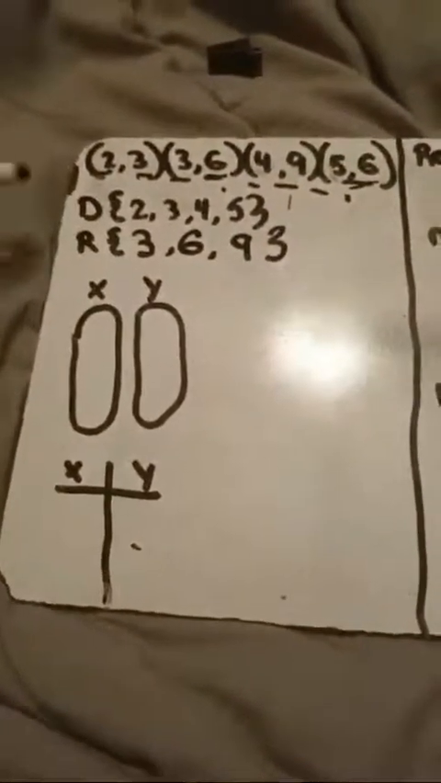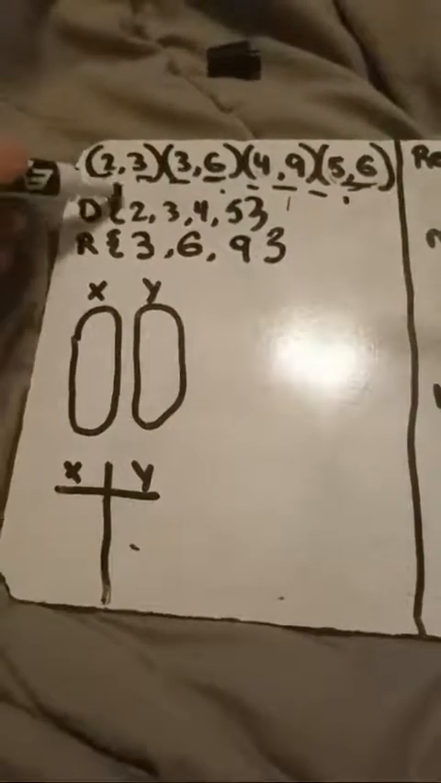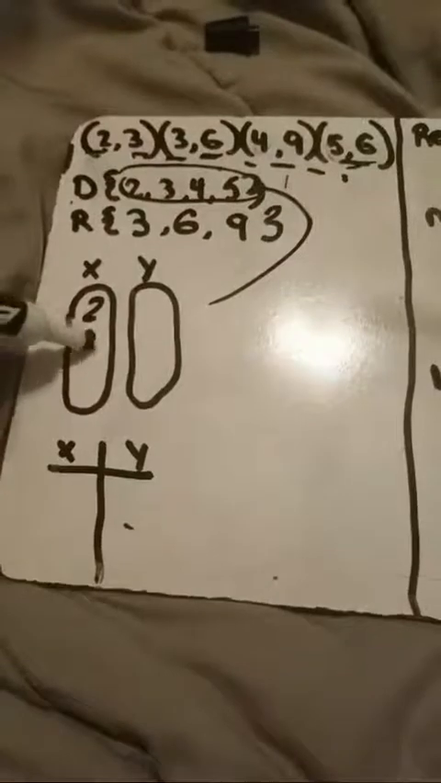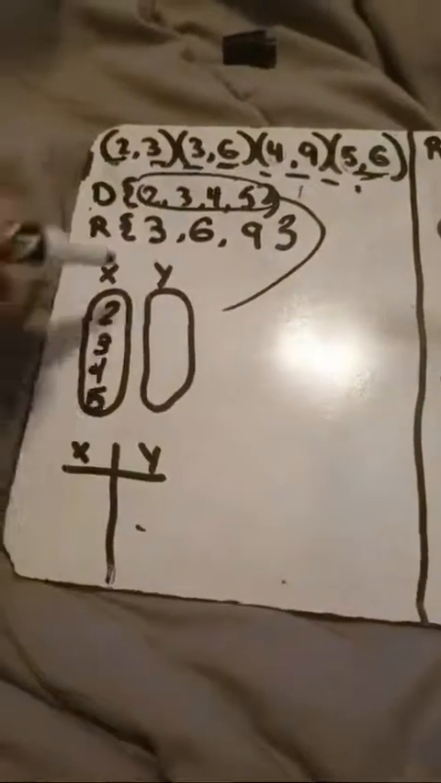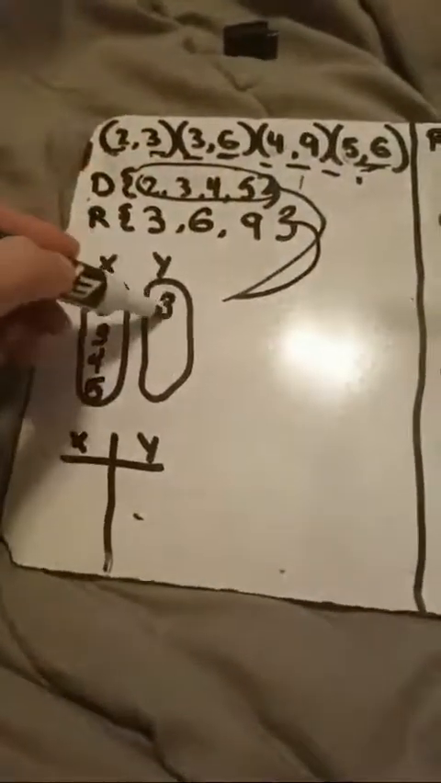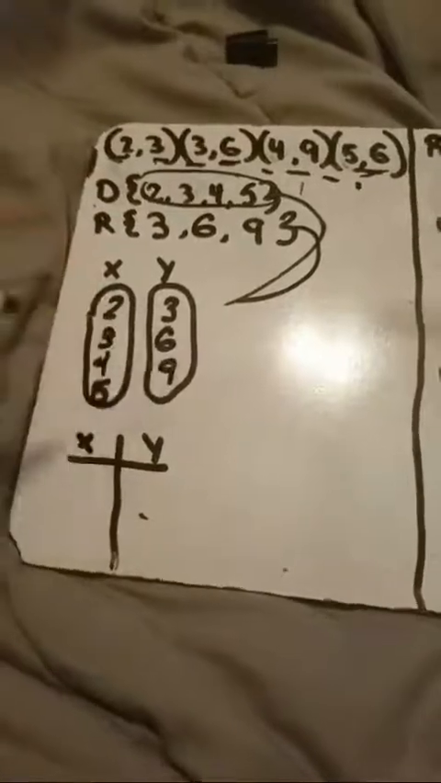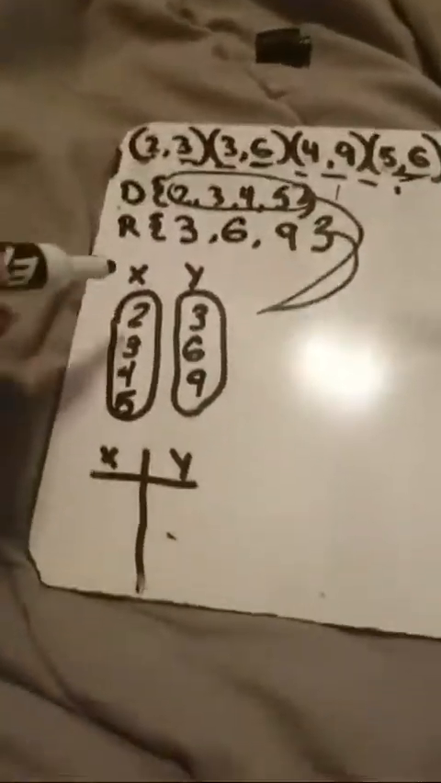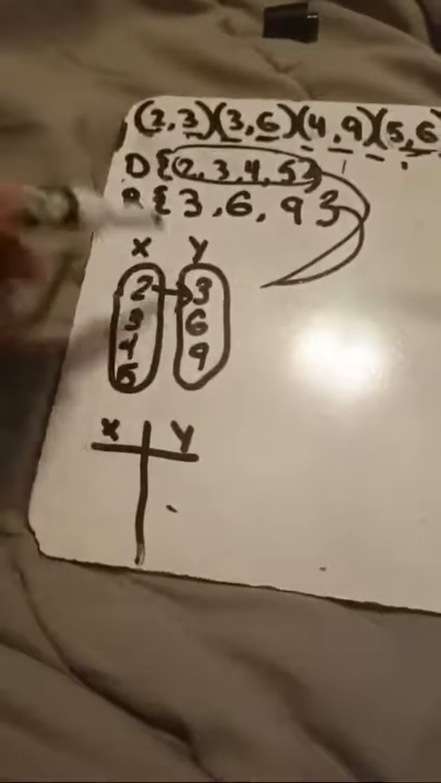Now, the easiest way to move from domain and range to mapping is literally just move this whole section down here. So I'm just going to write 2, 3, 4, 5. Same thing over here, just move this down: 3, 6, 9. Now this is where you draw your arrows. My original coordinate was 2, 3. So I'm going to draw an arrow from this 2 to this 3.